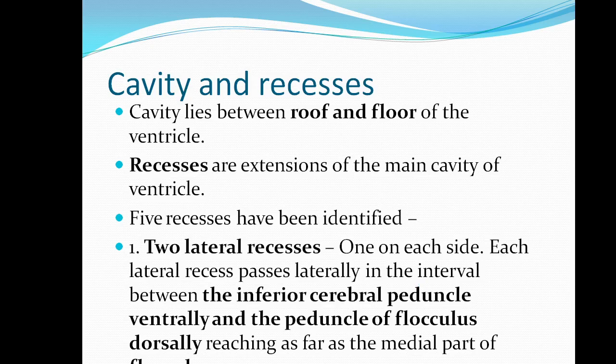Cavity and recesses of the fourth ventricle. The cavity lies between the roof and floor of the ventricle. The recesses are the extensions of the main cavity of the ventricle. Five recesses have been identified. There are two lateral recesses, one on each side. Each lateral recess passes laterally in the interval between the inferior cerebellar peduncle ventrally and the peduncle of the flocculus dorsally, reaching as far as the medial part of the flocculus.